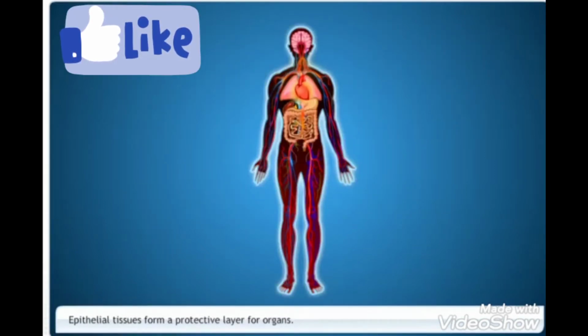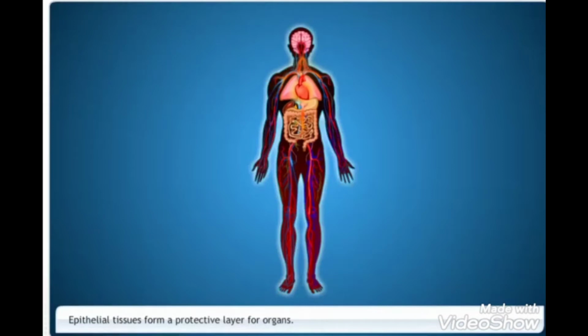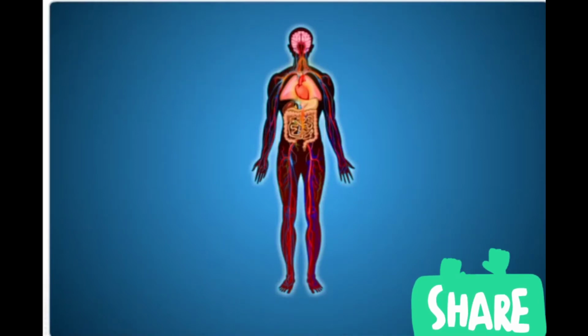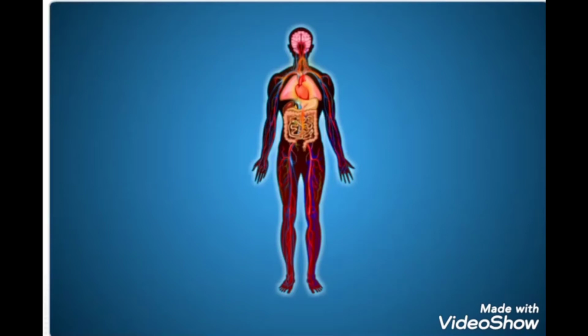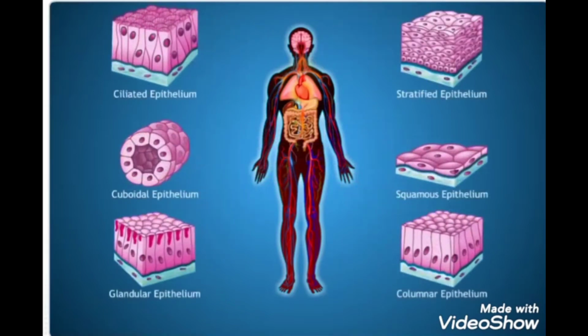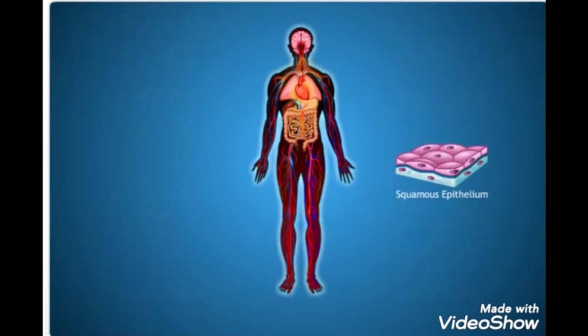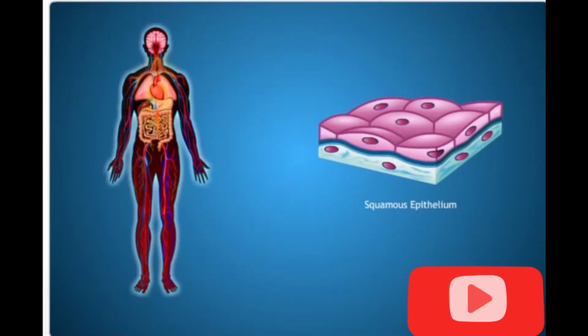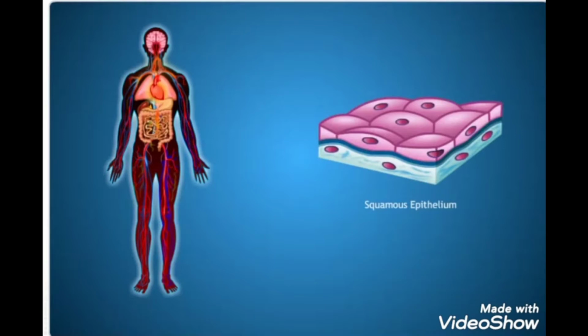Epithelial tissue forms a protective layer for organs. They act as a barrier to keep the different body systems separate. Epithelial tissues are of different types depending on their shape and function. Let us first look at squamous epithelium. Squamous epithelium has flat and thin cells. These cells group together and do not have intercellular spaces between them.